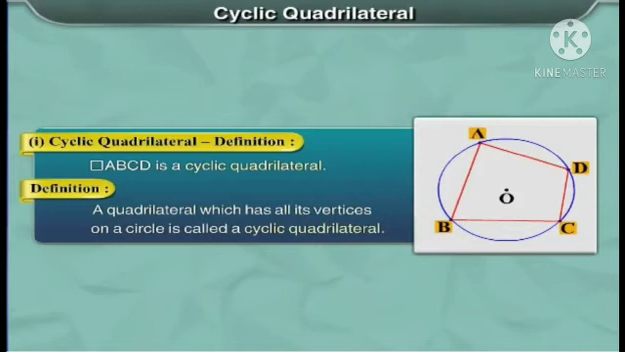Now let's see about cyclic quadrilateral. Here quadrilateral ABCD is a cyclic quadrilateral. The definition of the cyclic quadrilateral is: a quadrilateral which has all its vertices on a circle is called a cyclic quadrilateral.